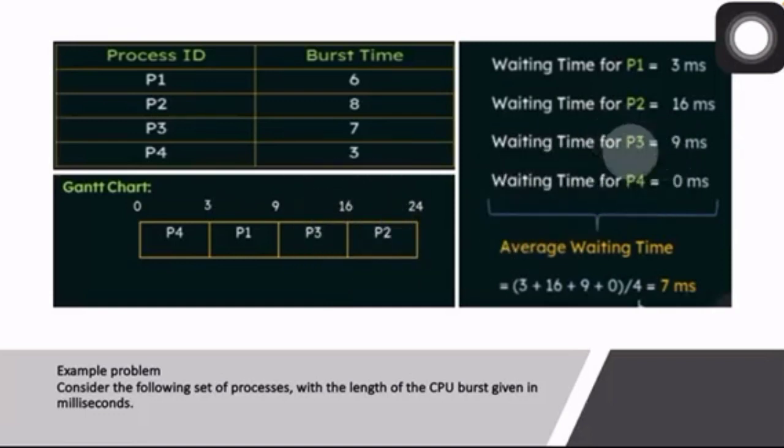The same with P3, which has 9 milliseconds. And lastly, P4 has 0 milliseconds, since P4 is the first to use the CPU, so it does not need to wait. To solve the average waiting time, all we have to do is add the waiting times for each process ID, which is 3 plus 16 plus 9 plus 0, divided by 4, or however many processes you have, which is equal to 7 milliseconds.